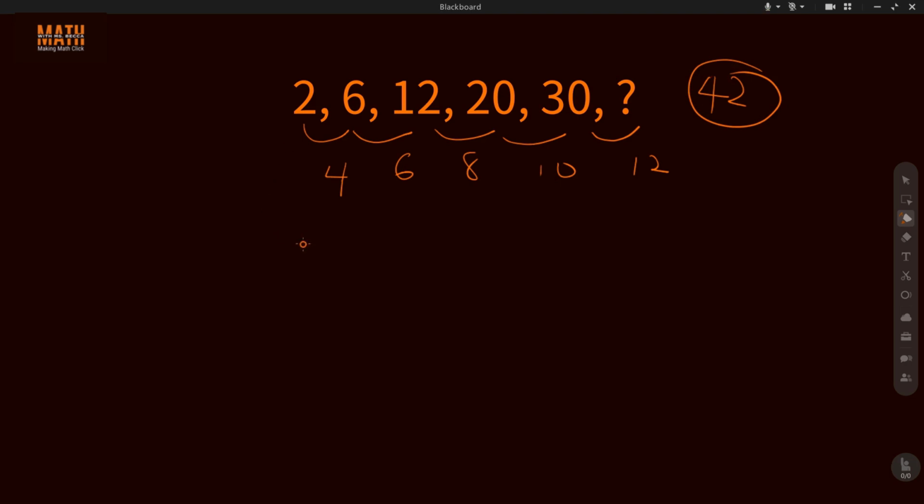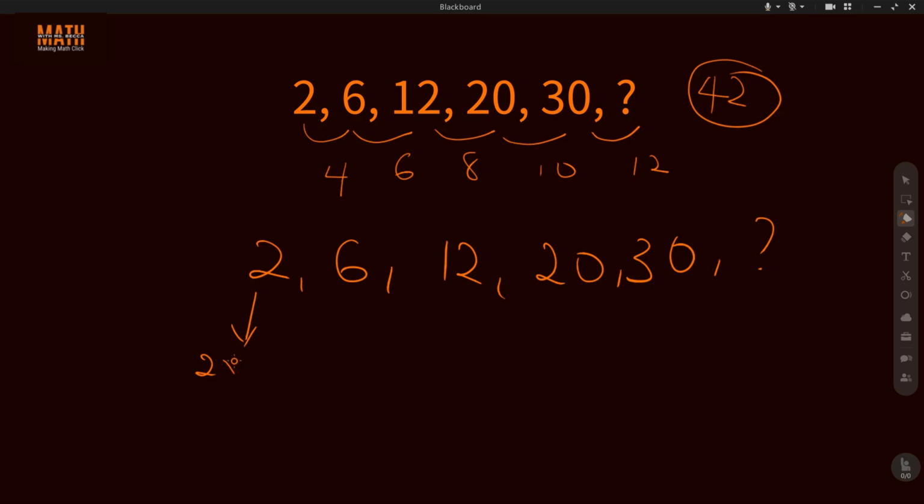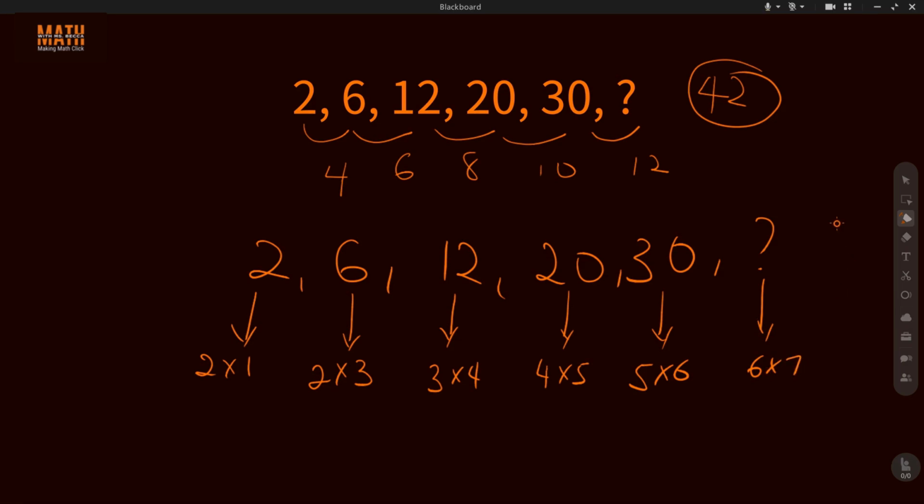So let's try this. We have 2, 6, 12, 20, 30, and then the next one. So here we can say this is 2 times 1. For this one, the person sees 2 times 3. Here, the person sees 3 times 4. Here, the person sees 4 times 5. Here, the person sees 5 times 6. And for the next one, the person sees 6 times 7, which also gives 42.